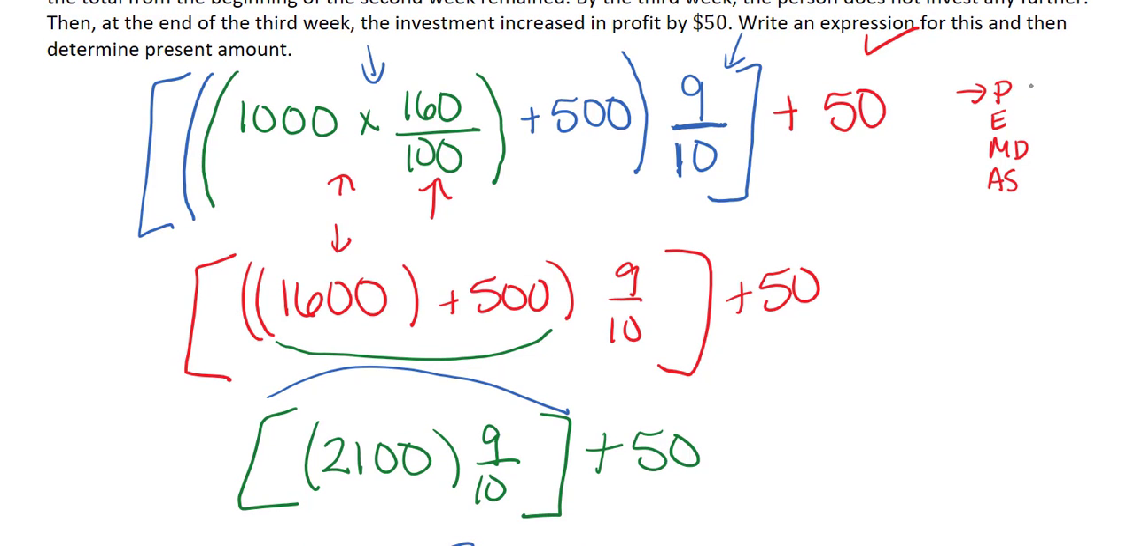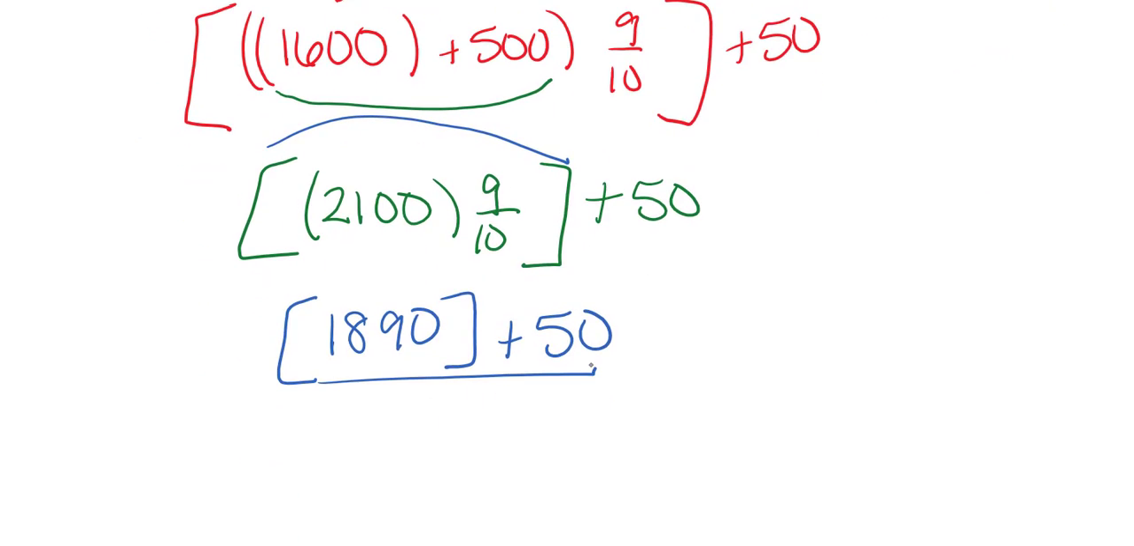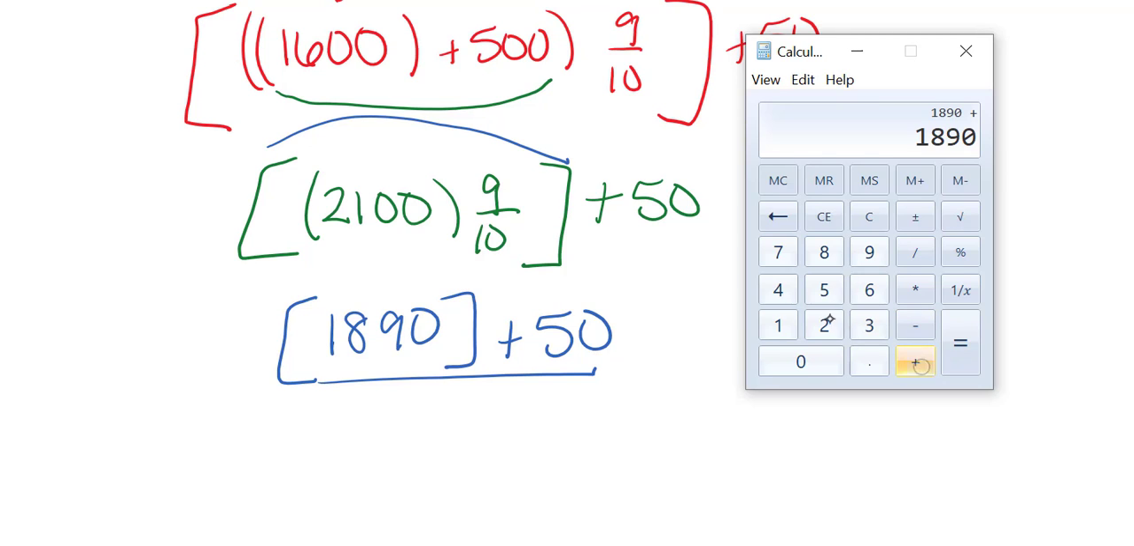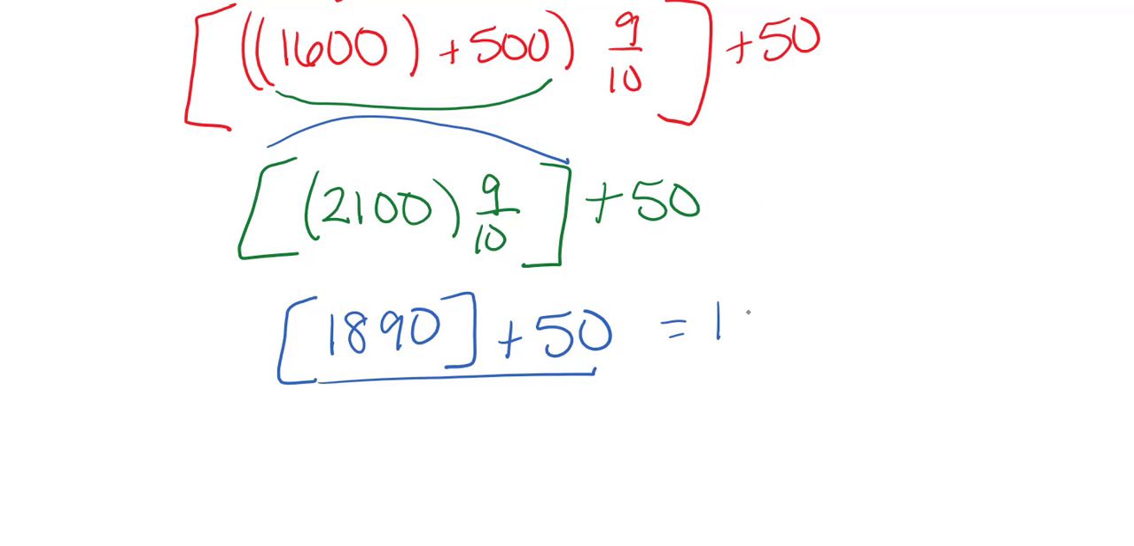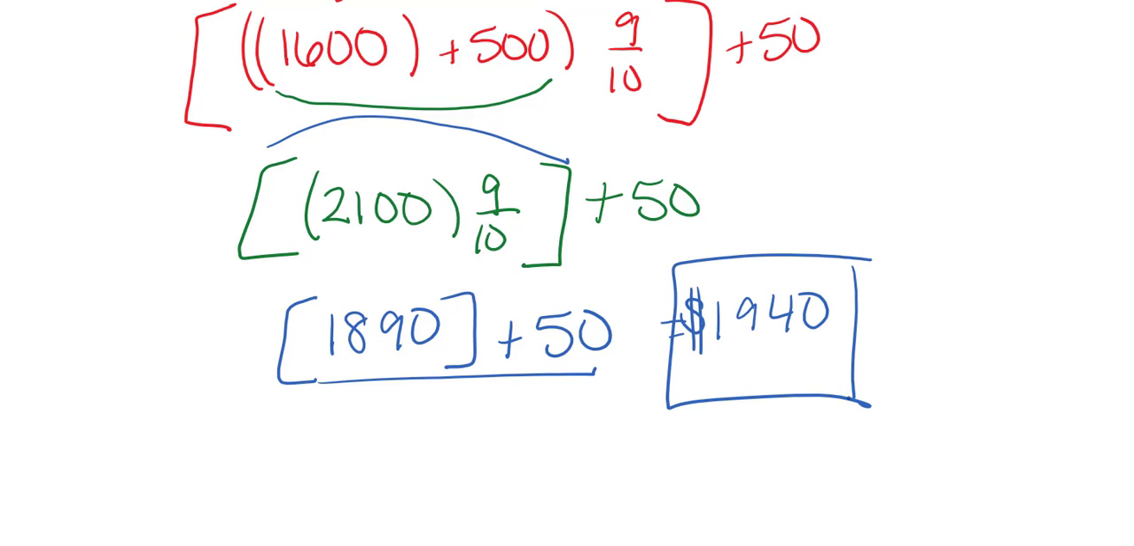So to go back to this, we've dealt with our parentheses and we did what the steps told us to do inside the parentheses by looking at this order. Now when we look, we don't have exponents, don't have multiplication or division, but we just have this addition problem here. So if we just go ahead and add this, go plus 50, and we get 1,940. And then this would be in dollars. So that would be the amount of money that they have at the end of the 3rd week.